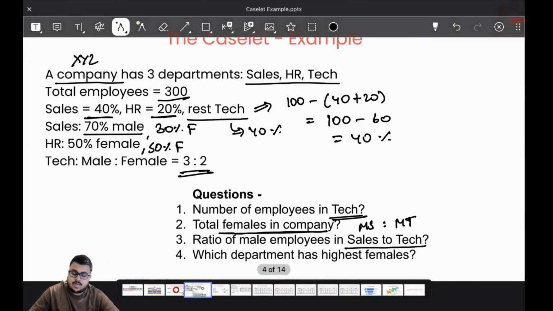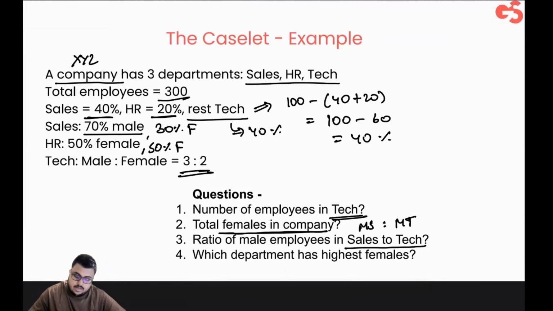So we need to find the exact data for this, and which department has the highest females. So we need to calculate all of this. So as we can see, we'll be creating a table format for this, and that will be the easiest way to go about it.